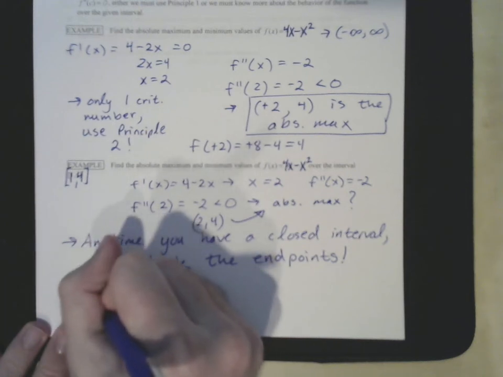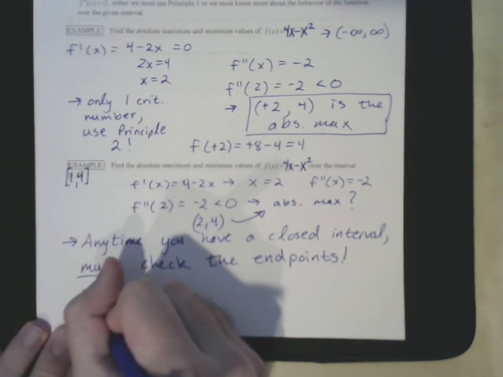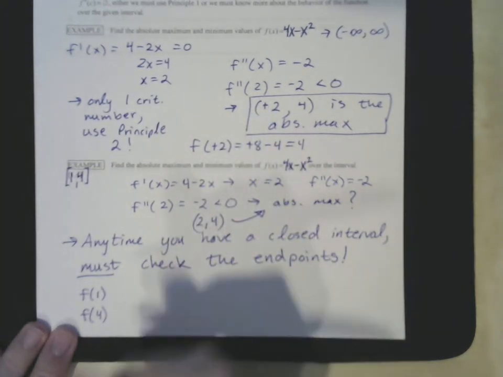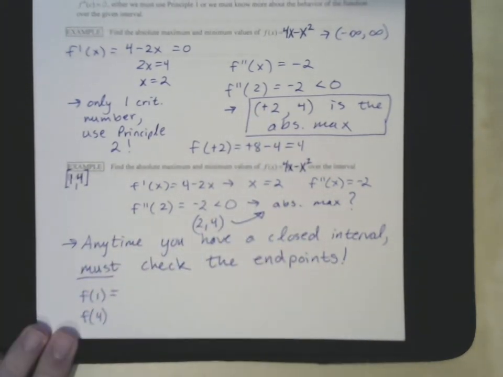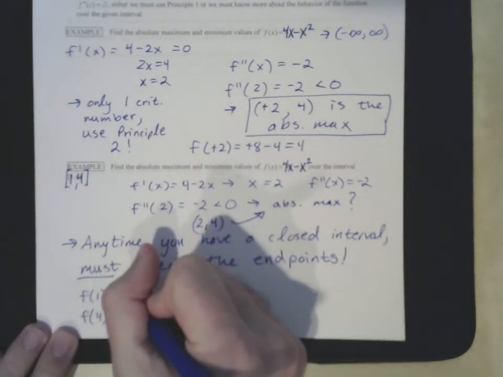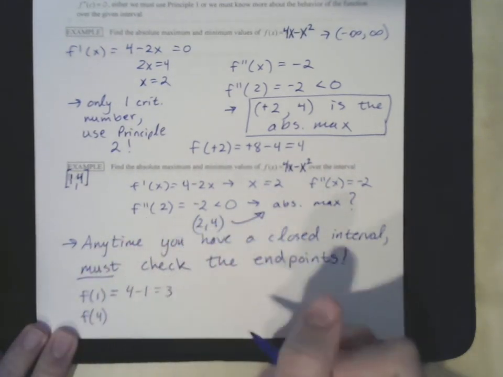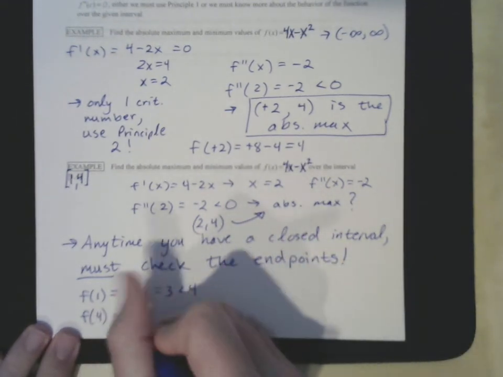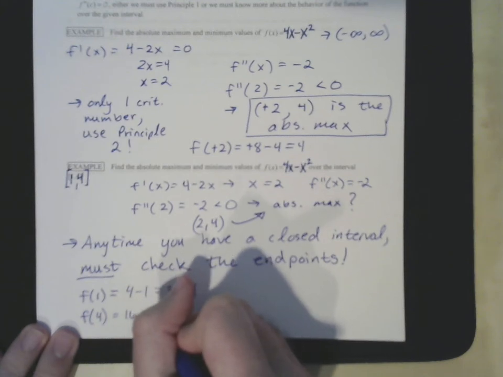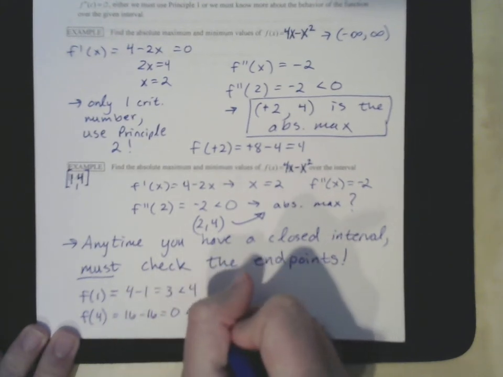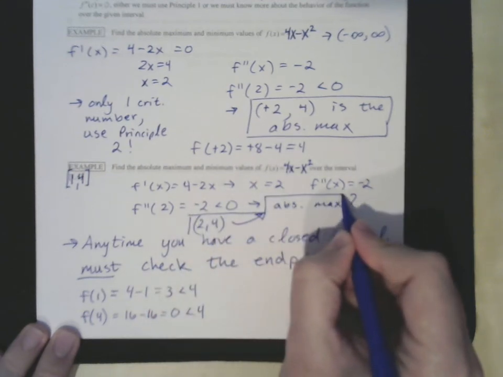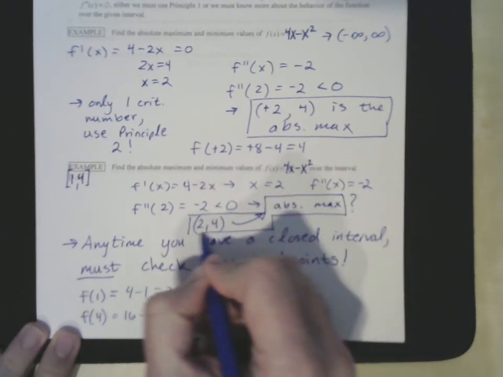So we need to check f of 1, and we need to check f of 4. And based on what we did up here, we should get that these are both smaller than f of 2. So f of 1 is 4 minus 1, which is 3. Sure, still less than 4. F of 4 is 16 minus 16, which is definitely less than 4. So this is still our answer.